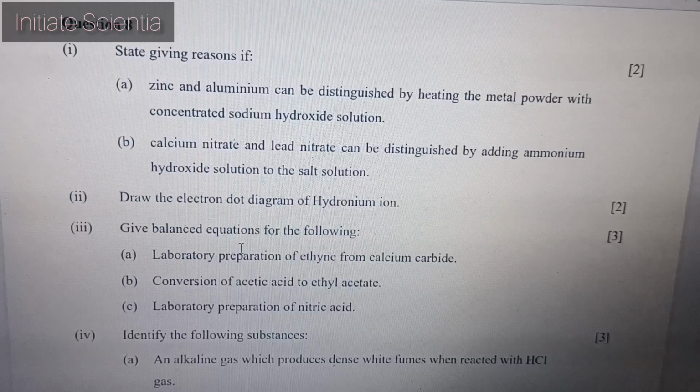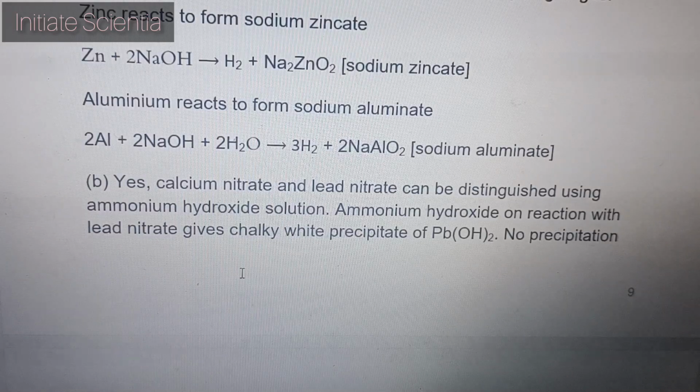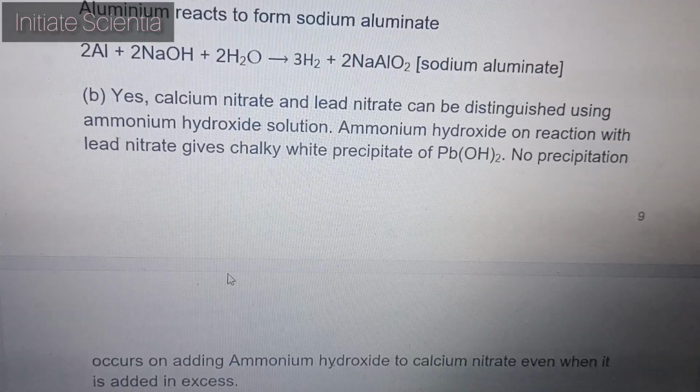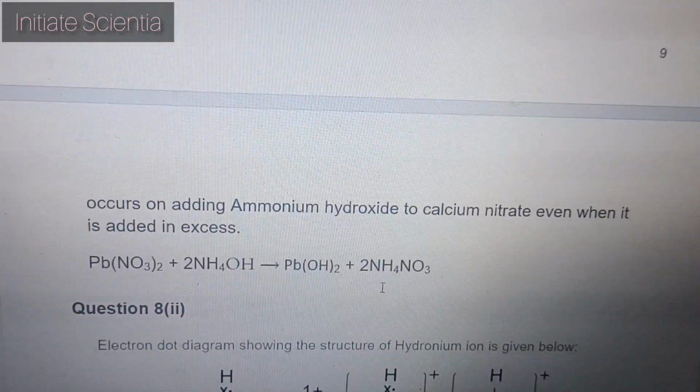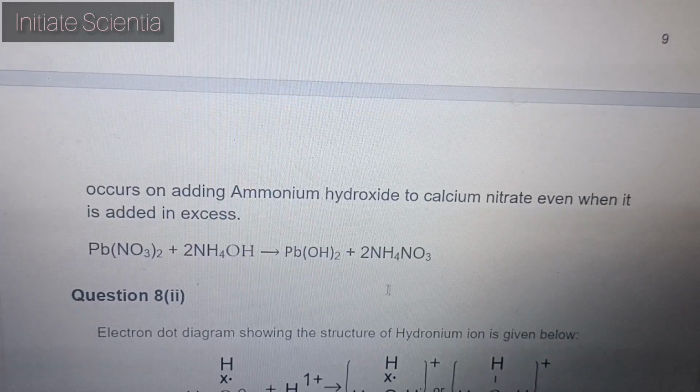Calcium nitrate and lead nitrate can be distinguished by adding ammonium hydroxide solution to the salt solution. Yes, calcium nitrate and lead nitrate can be distinguished using ammonium hydroxide solution. Ammonium hydroxide on reaction with lead nitrate gives chalky white precipitate of Pb(OH)2. No precipitation occurs on adding ammonium hydroxide to calcium nitrate even when it is added in excess. Pb(NO3)2 plus 2NH4OH gives Pb(OH)2 plus 2NH4NO3.